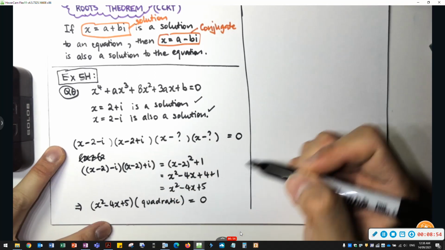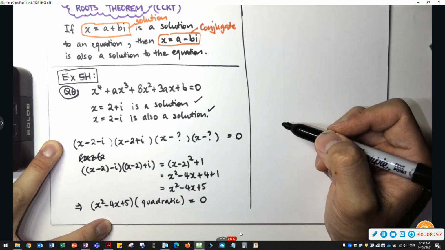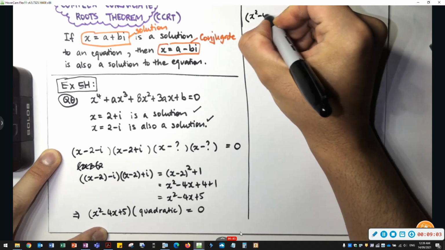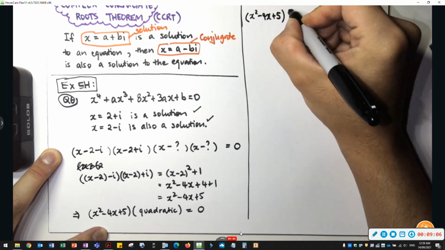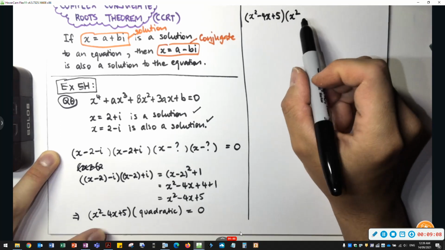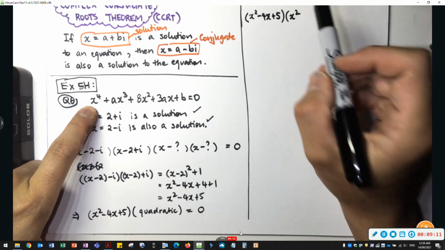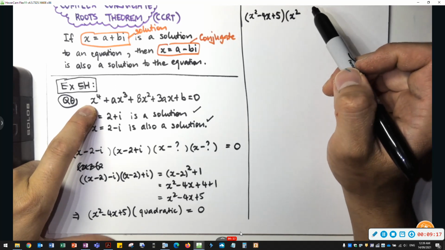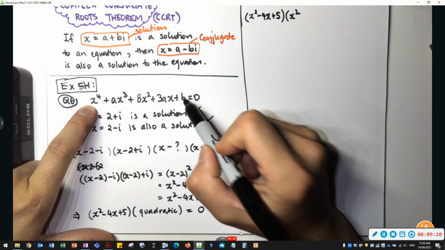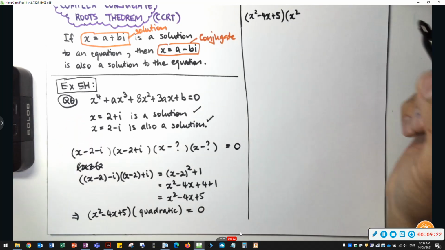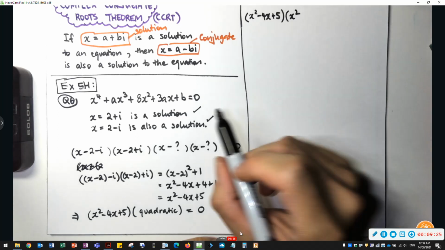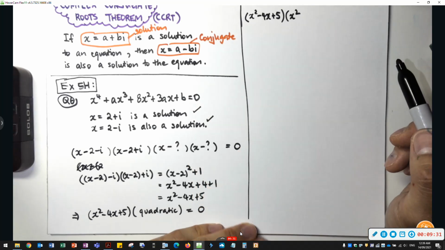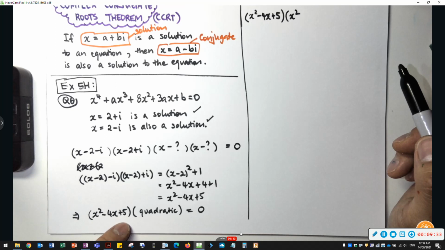We know our quadratic must have a leading term of x squared. So I'm just going to continue writing my working up here: x squared minus 4x plus 5. Why do I know it's x squared? Because the leading term is x to the 4, so x squared times x squared must equal x to the 4. I can also write something about the last term. Oh, this is an interesting one. The last term, the constant, has to equal b.